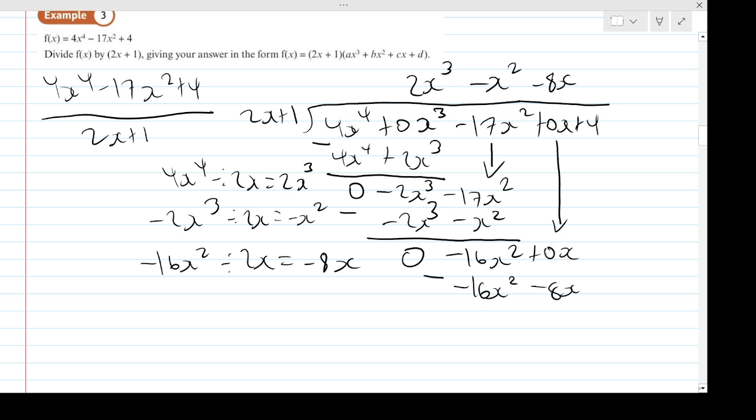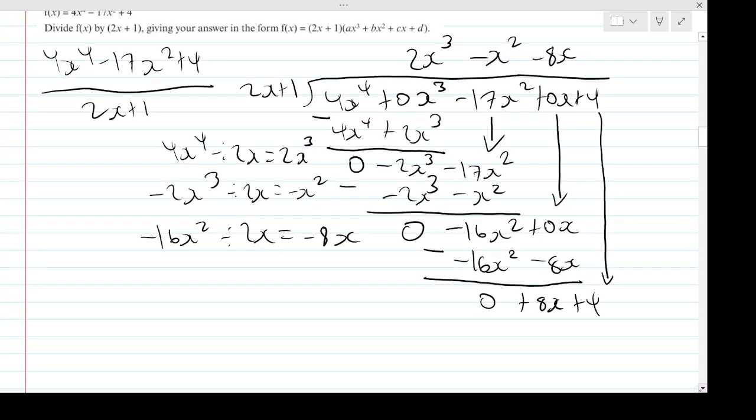And then the same thing. I want to take away these two equations, right? In between the lines there. So then minus 16x squared take away minus 16x squared would be adding 16. So that'd be 0 overall. Again. So just write that as 0. 0x squared there, and then 0x minus 8x, that'd be 0x add 8x, that'd be plus 8x there. And again, I need to bring that number down, so then plus 4.